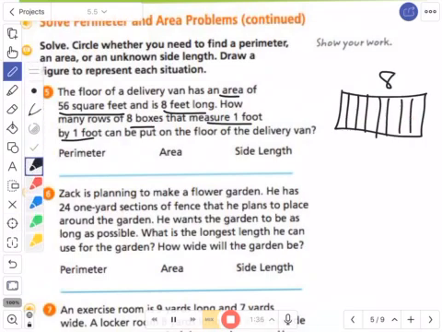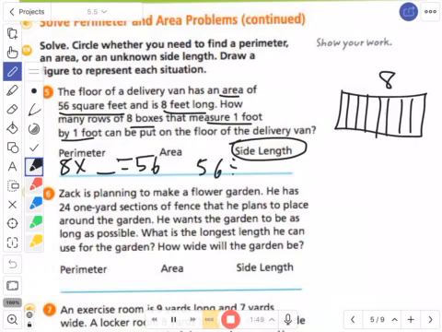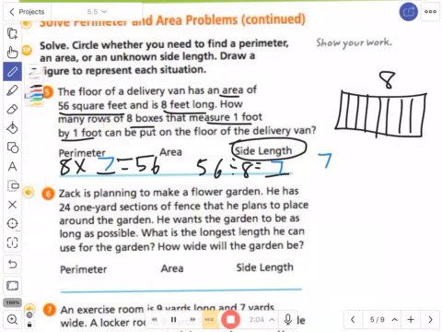But since I know it's an area, I'm missing rows. That means it's a missing side length. So I can, again, do 8 times blank equals 56. Or 56 divided by 8 equals blank. And I just know that 8 times 7 equals 56. Or 56 divided by 8 equals 7. And it is 7. Because back to the question is, how many rows? So probably should have underlined that too. How many rows? Well, it's 7 rows.